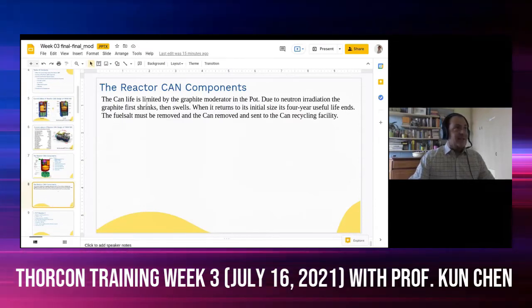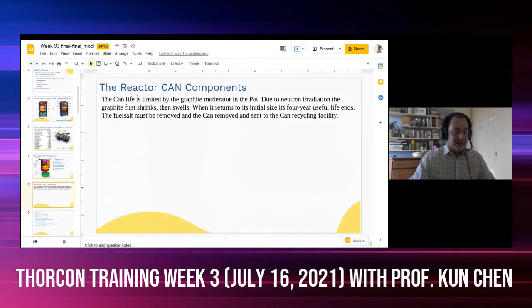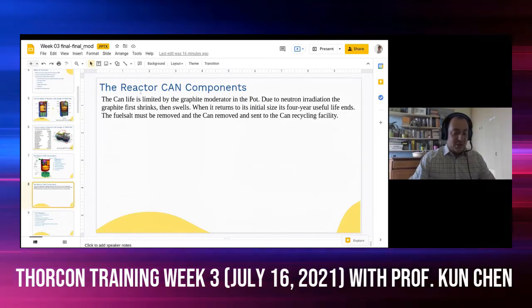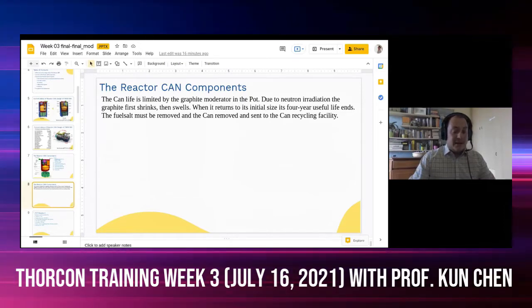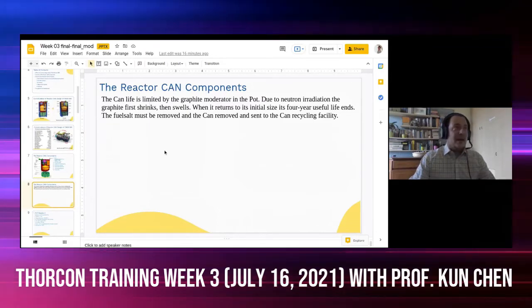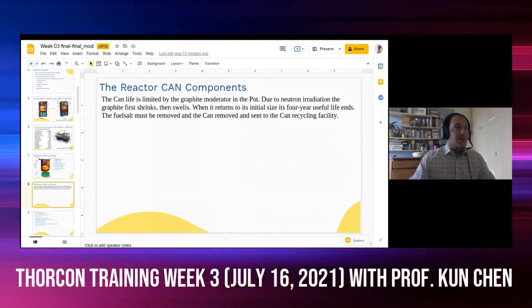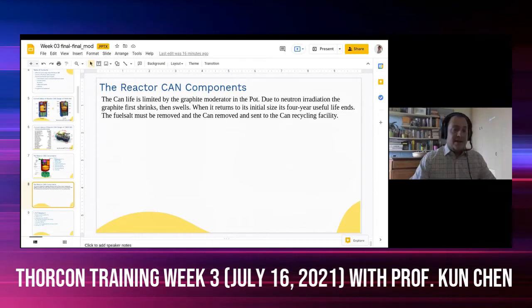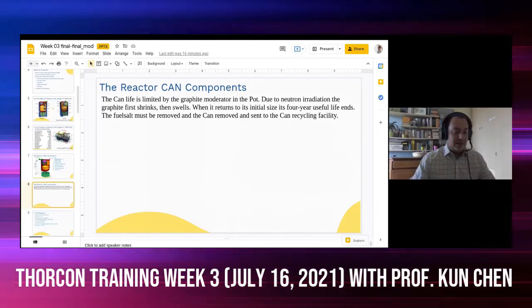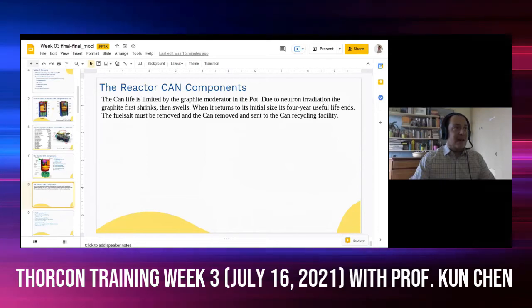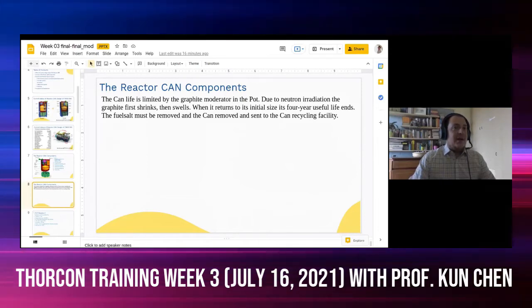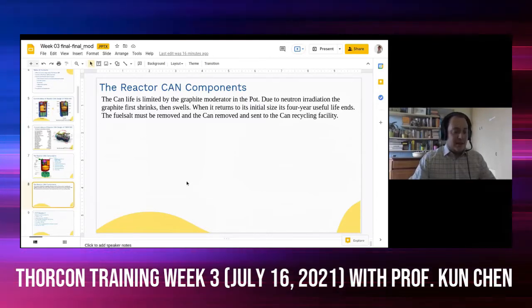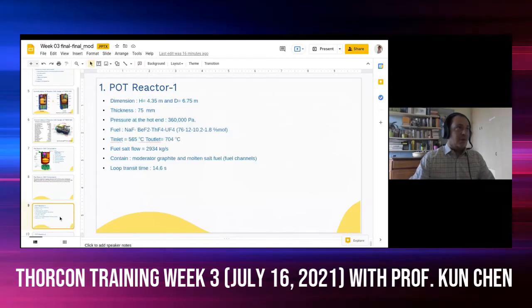The can life is limited by the graphite degradation. The damage in the graphite is induced by a combination of high energy neutron irradiation and high temperatures. Usually the behavior of graphite is to first shrink in size and then swell or expand. This is related to the relocation of defects, vacancies and interstitials in the lattice of the graphite. This leads to the replacing of the graphite and so of the can.